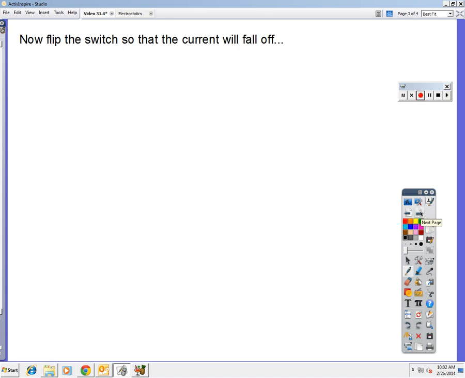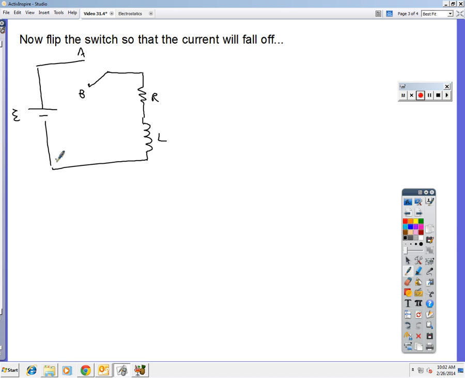And now we'll move the switch to position B. Remember, our circuit had our battery here. There's A, there's B, there's our resistor, there's our inductor, and now we'll get the battery out of it.